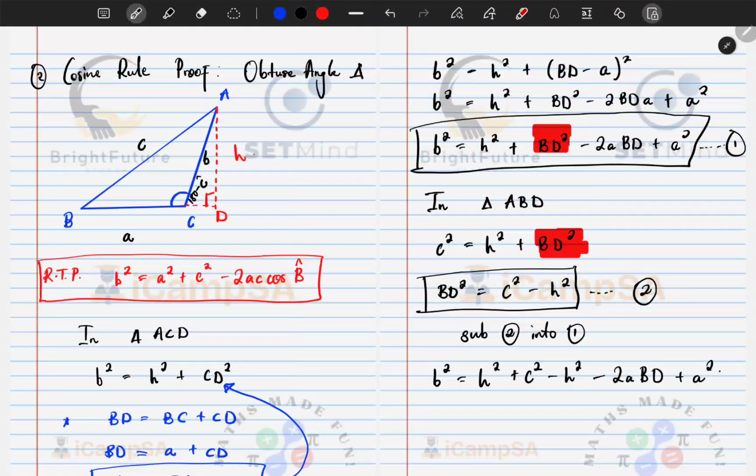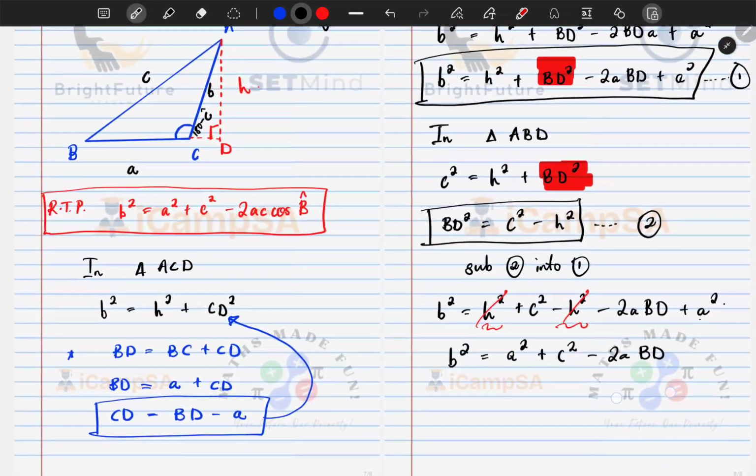plus a squared, right? So here there's something common, which is h squared and h squared, but here it's positive h squared, negative h squared. This and that will cancel, so I'm going to be left with b squared is equal to, I can just take a and write it first. So it's going to be a squared plus c squared minus 2a times bd. Great. So now I have bd, right?